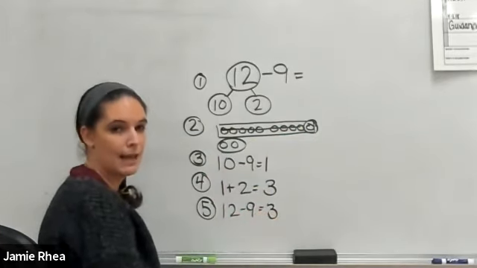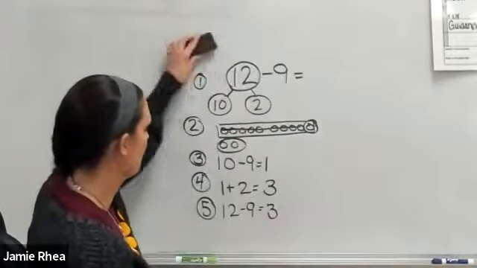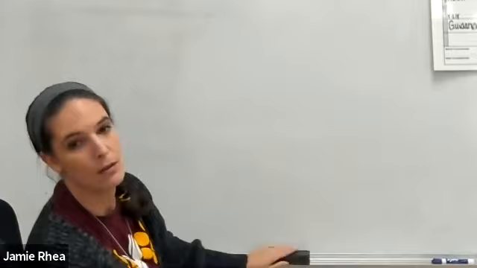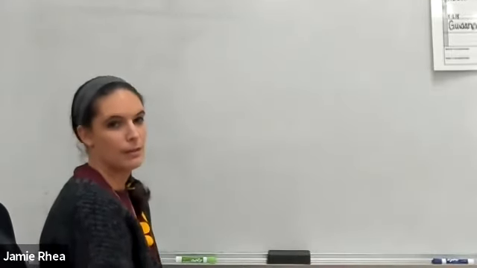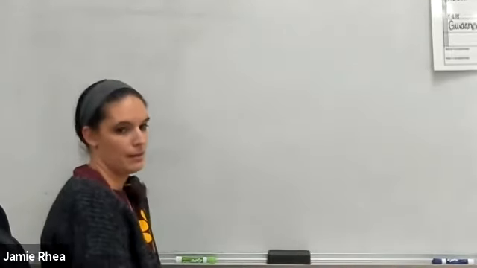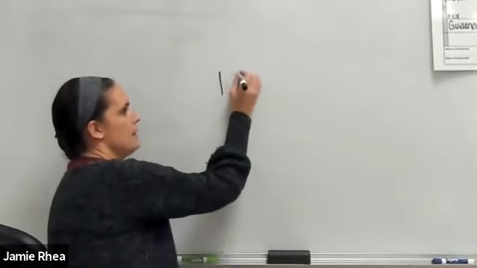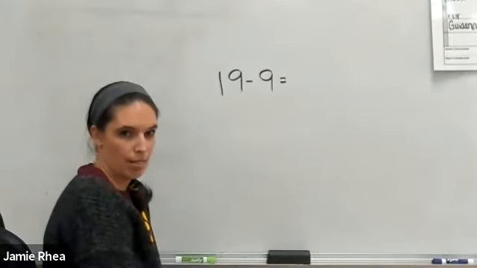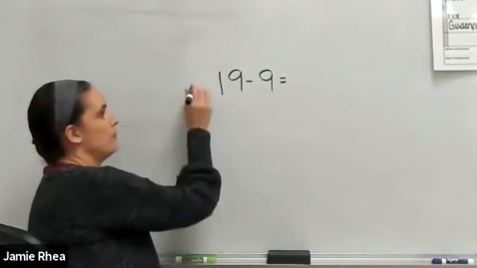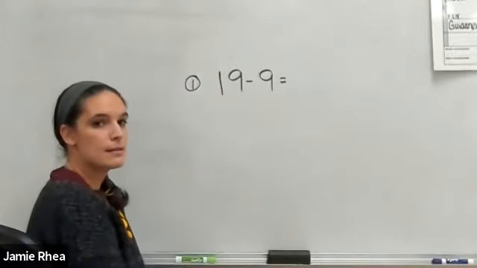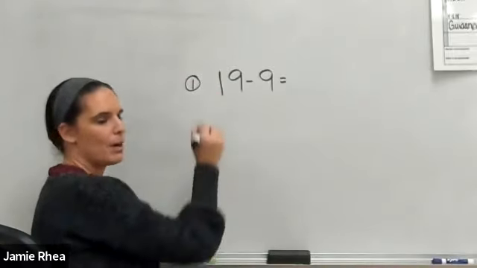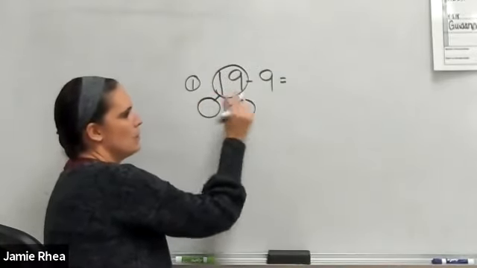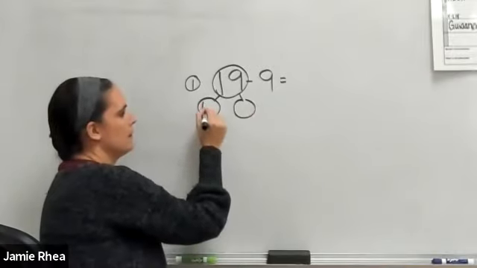Okay. Last one we're going to review. Now, I want you to email me this one too. You're going to email me the answer to this one. Okay. Your problem is 19 minus 9 equals. Let's go break it down. Step 1. Step 1 is make a number bond. We're going to break 19 apart into 10 and 9.